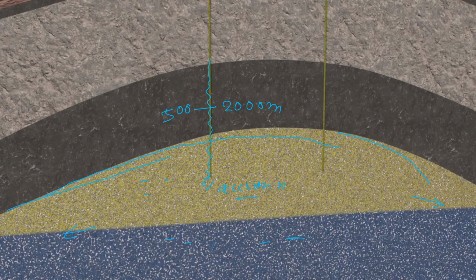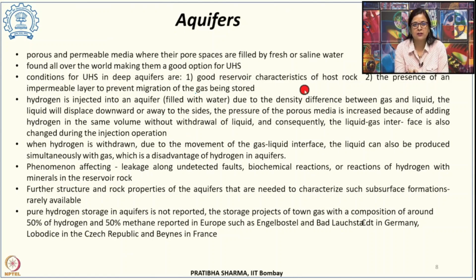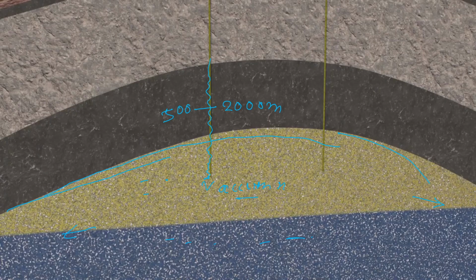This porous vacuum place, or porous stone, can absorb the hydrogen at a very high pressure. Then according to our requirement we can get this hydrogen back for further use or further applications. This is the aquifer. Just go through this aquifer.